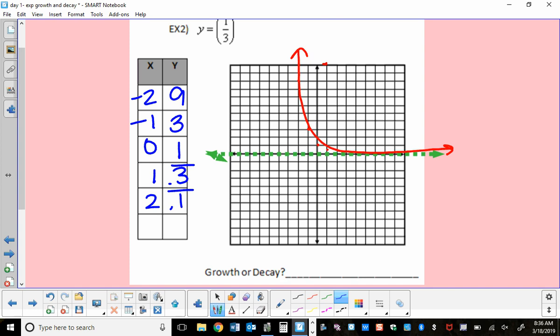All right, Anthony, if I go from left to right, am I going away from the asymptote or towards it? What did you say? So would that be growth or decay? Good. Are we all going number 2?